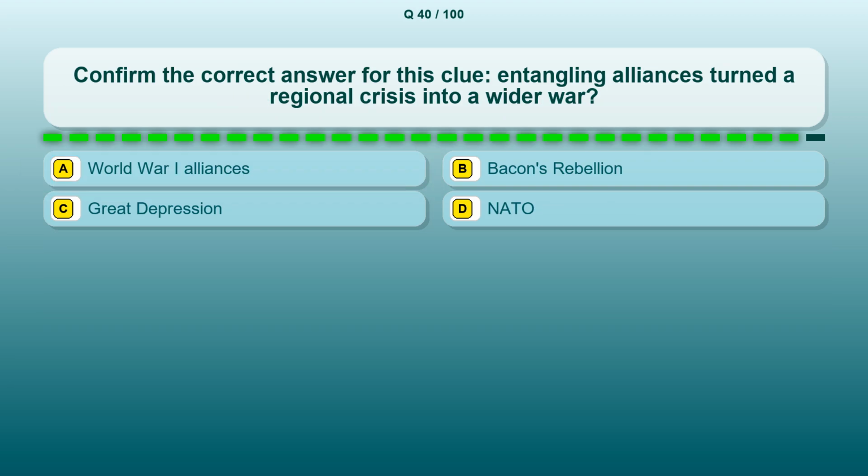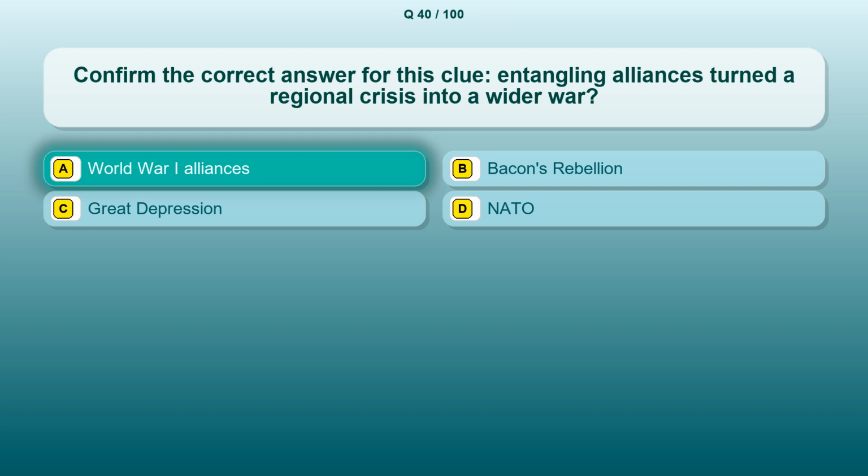Question 40. Confirm the correct answer for this clue. Entangling alliances turned a regional crisis into a wider war. Option A, World War I alliances. Option B, Bacon's Rebellion. Option C, Great Depression. Option D, NATO.